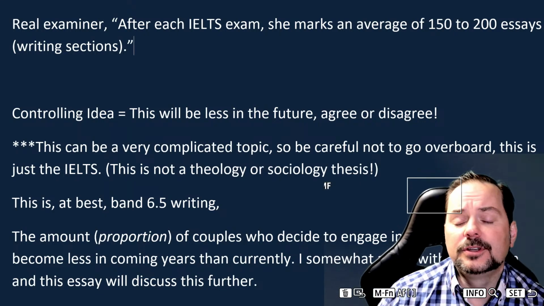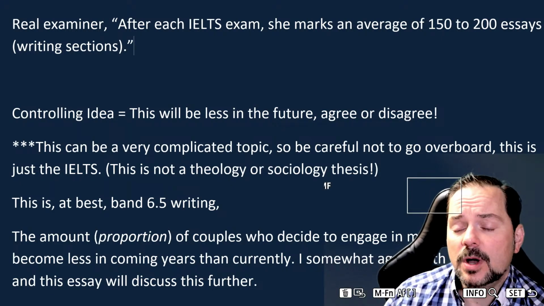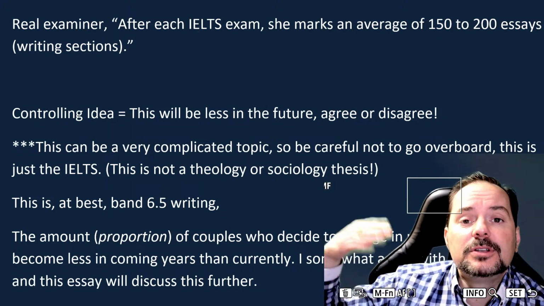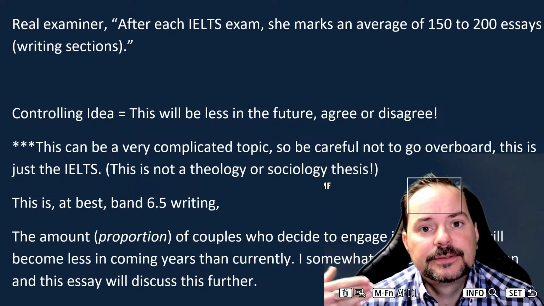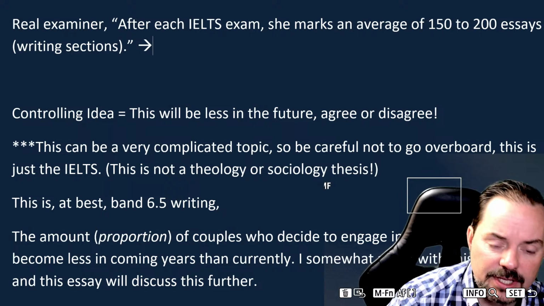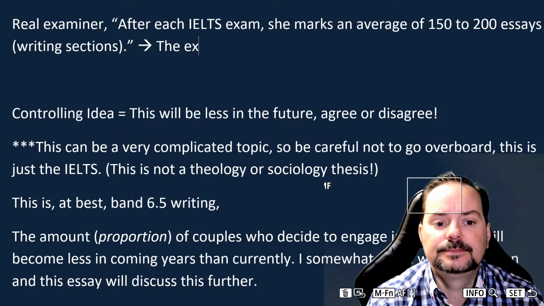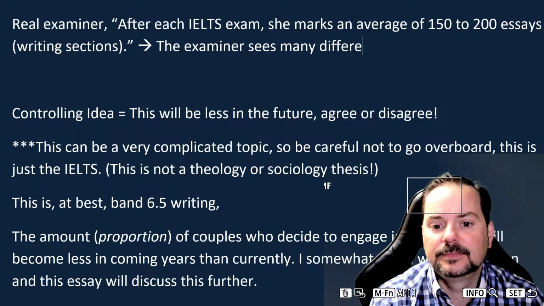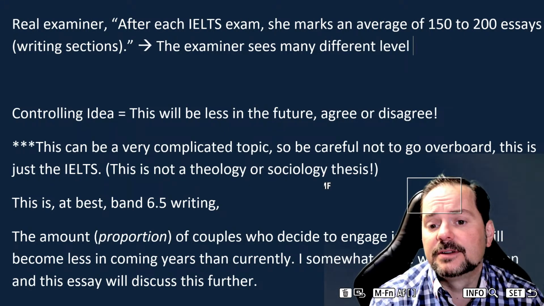Okay, so 150 to 200, and you can bet that in those 150 to 200 essays, they see a lot of different, not just levels of English, but a lot of different thoughts, right? So clearly the examiner sees many different levels of English, but also many different thoughts, right?